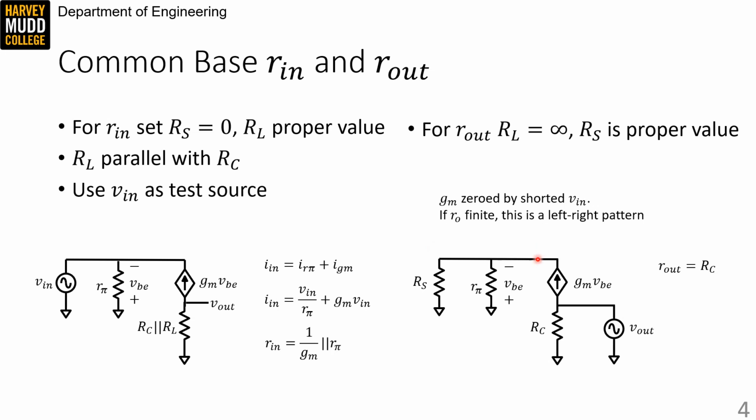That would fall in parallel here, which would mean we'd see a left-right pattern looking up into the combination of RO and GM, with these two resistors as the tail of the left-right pattern. And as I mentioned earlier, that left-right pattern can lead to a Thevenin resistance as high as beta RO, which is interestingly high.